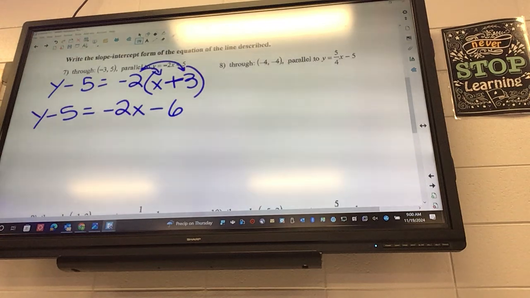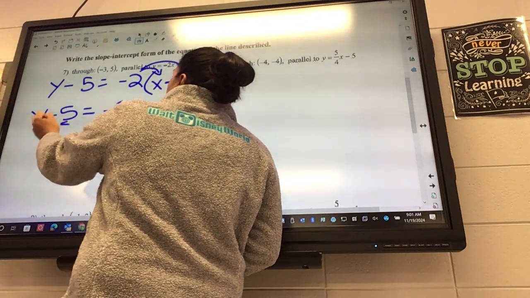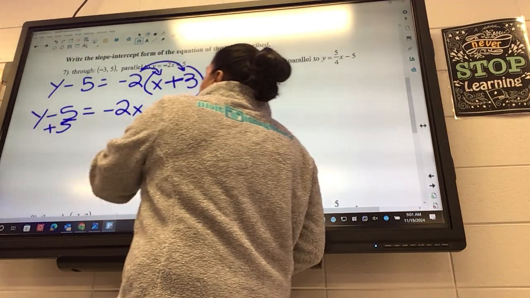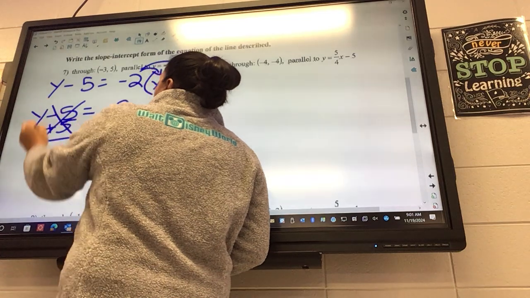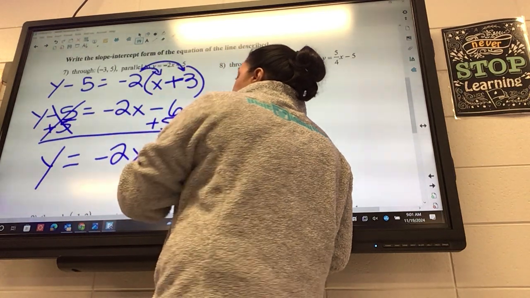Okay, and then what? Add 5 on both sides. Okay, so we get y equals -2x minus 1.